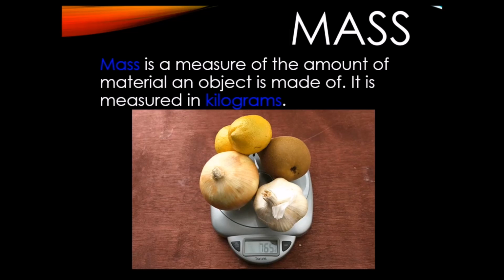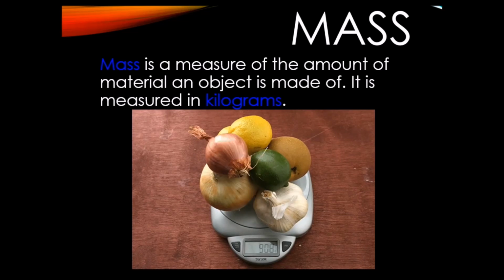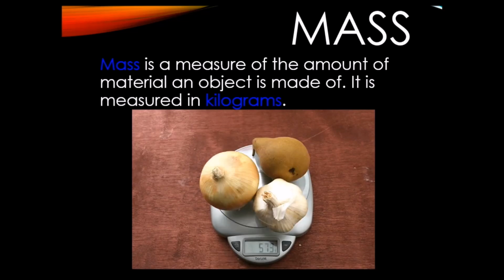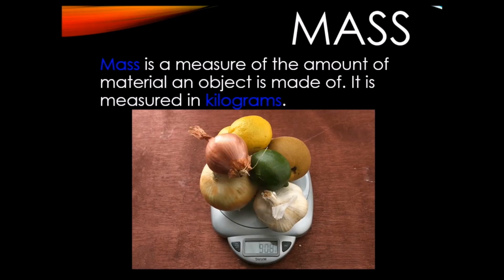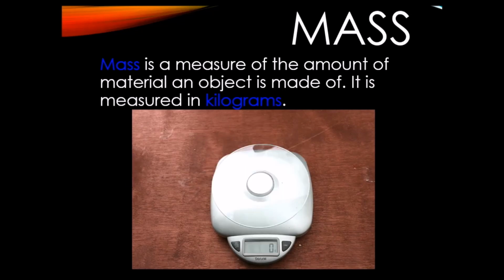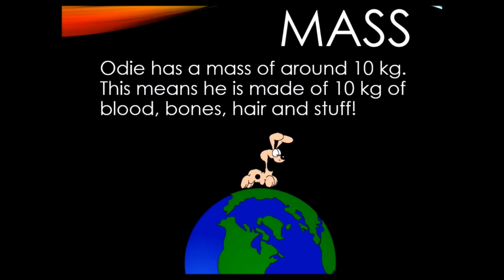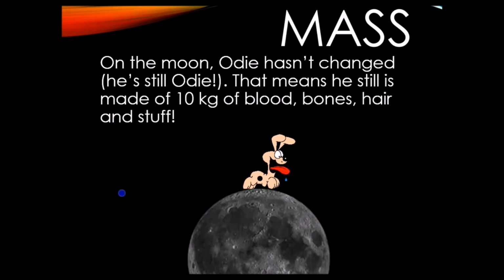So remember, mass measures the amount of material of an object. And in our equations, it's going to be measured in kilograms. So Odie has a mass of about 10 kilograms. That means he's made of 10 kilograms of blood, bones, hair, and stuff. So that's his mass on Earth.